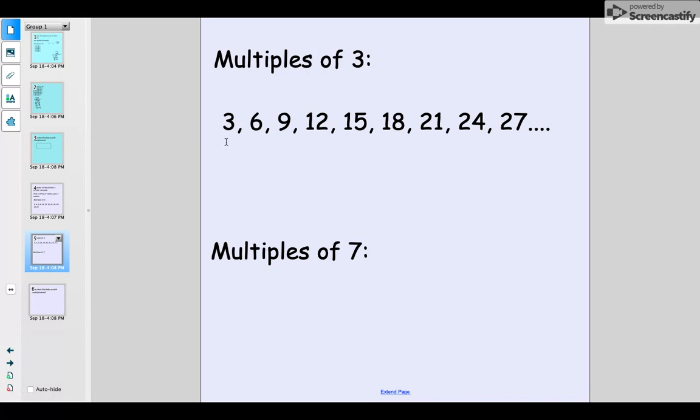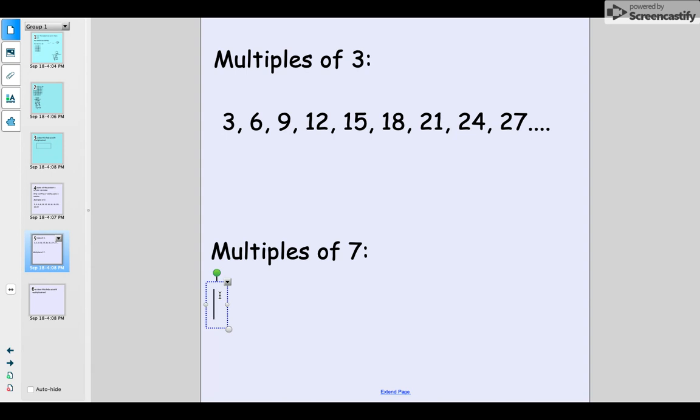So say I wanted to know 3 times 6. 1, 2, 3, 4, 5, 6. 3 times 6 is 18. 3 times 8. 1, 2, 3, 4, 5, 6, 7, 8. 3 times 8 is 24. So even if you're stuck on your facts, you can use multiple towers to help you solve.